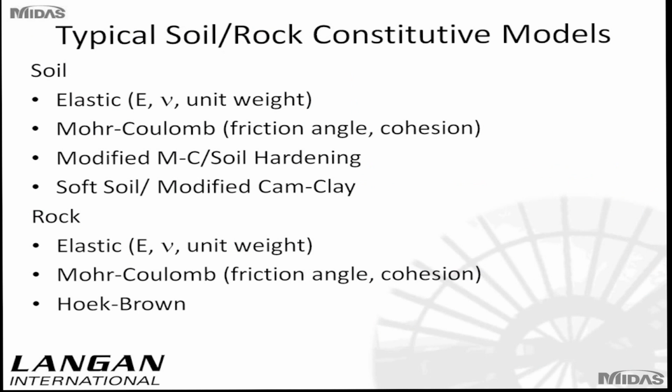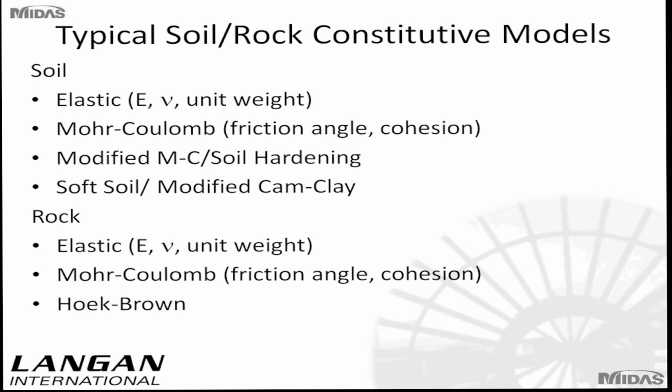Typical soil or rock constitutive models available with the finite element method include the elastic model, where you would typically need 3 parameters: the modulus of deformation for the soil, E, the Poisson's ratio, and the unit weight. And if you go to more advanced models, the Mohr-Coulomb is also typically used, where you also need to describe the friction angle and cohesion of the soil.